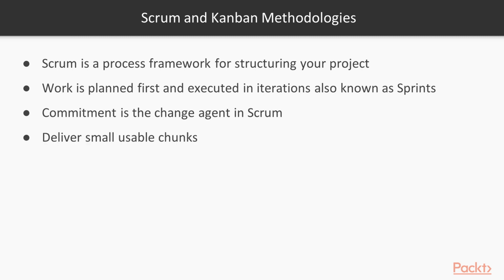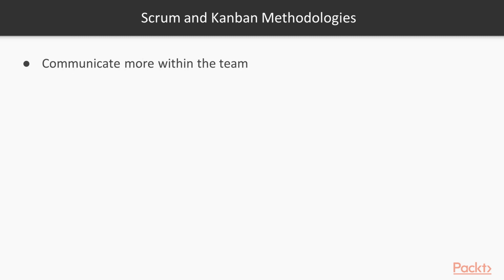And the whole idea here is to deliver small usable chunks, which is something that your stakeholders can actually use, instead of a half-cooked product. Try to deliver a working prototype and also make sure that you deliver fast. And communication between the team is also key when you work on a Scrum-based project.